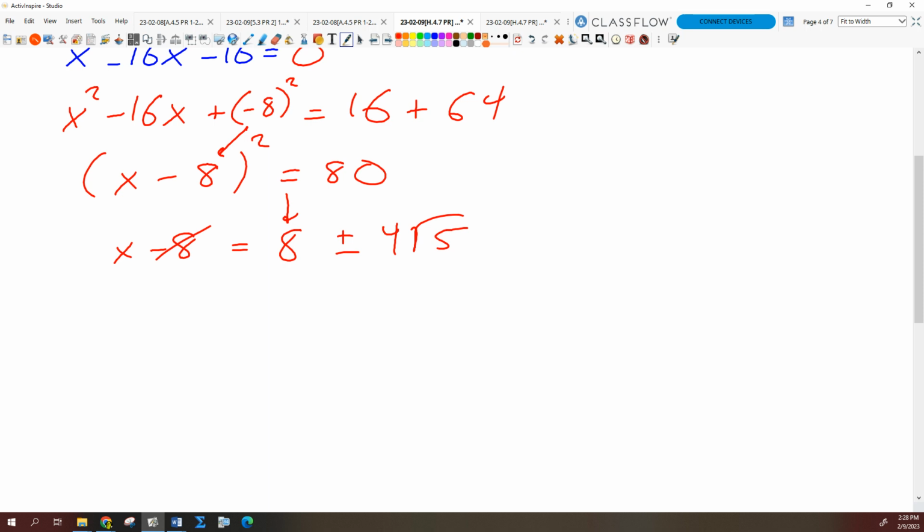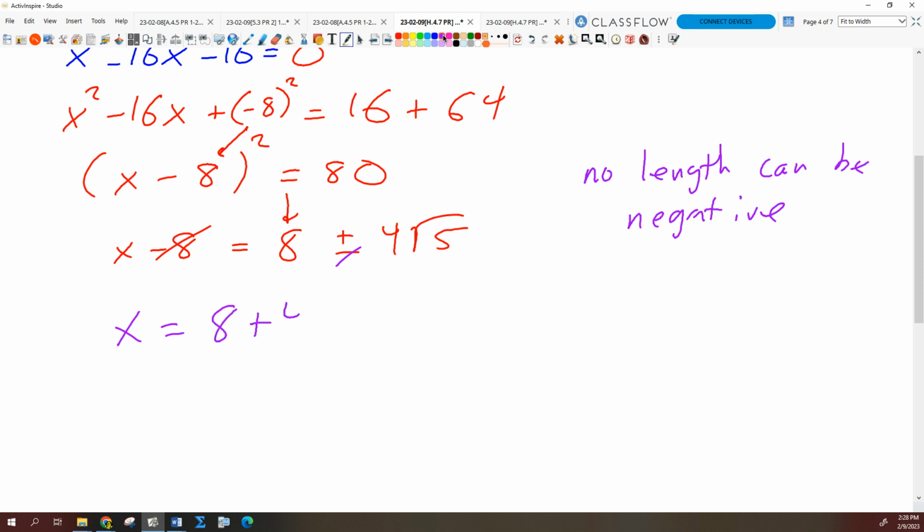Okay, so for a geometric shape, you can never have a length that's equal to a negative number. That makes no sense, right? You can only have length. Lengths must be positive. So we could discard the negative one, because no length can be negative. And we get the answer, x equals 8 plus 4 times the square root of 5.